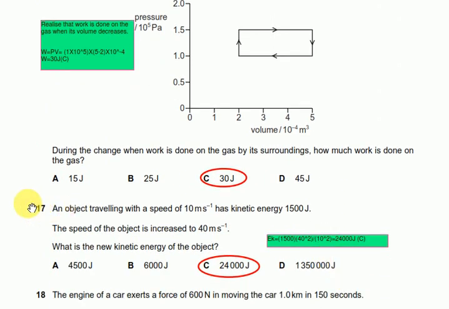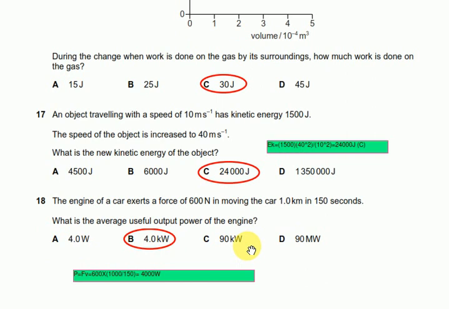Question number 17 says that an object traveling with a speed of 10 meters per second has kinetic energy 1500 joules. The speed of the object is increased to 40 meters per second. What is the new kinetic energy of the object? You simply have to make a proportion: kinetic energy is directly proportional to velocity squared. So by using simple proportion, kinetic energy is equal to 1500 into 40 squared over 10 squared, which becomes 24,000 joules. So that's the new kinetic energy. C is the answer.